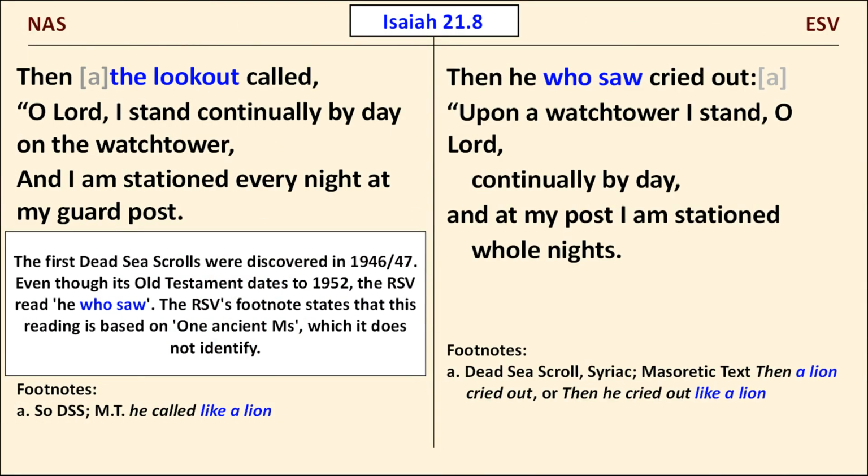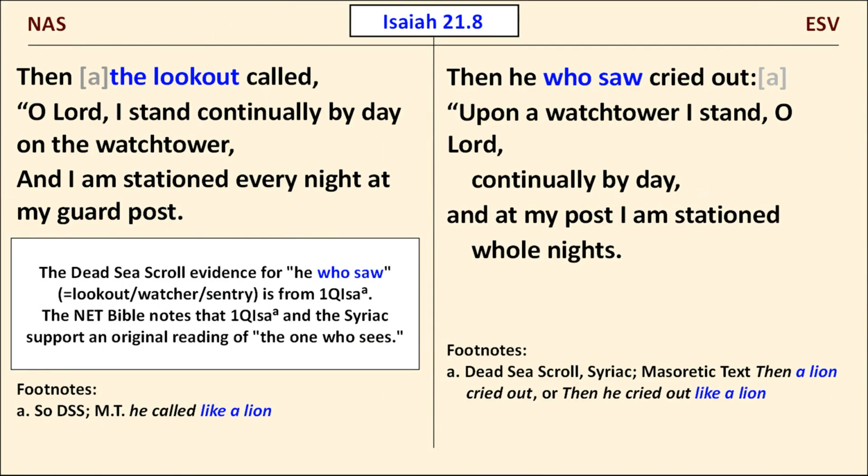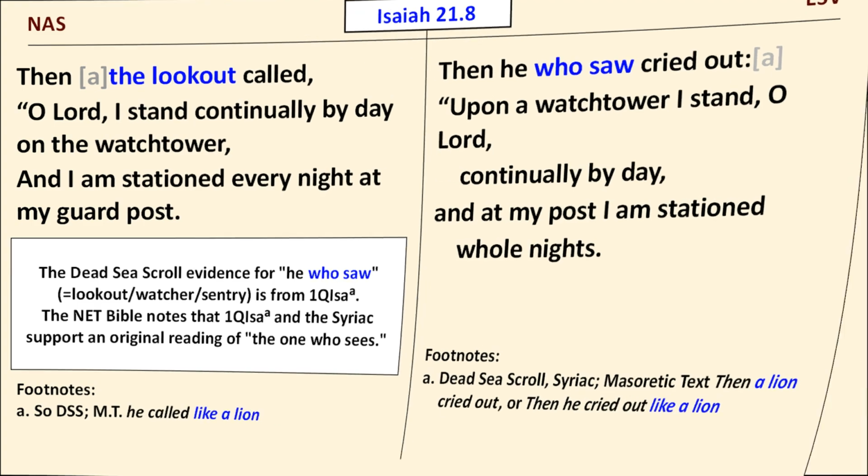The RSV followed the Dead Sea Scroll reading here, even though the scrolls had only recently been discovered, but the RSV footnote attributes the reading to an unidentified source. The ESV is very close to the RSV in this passage. Here again, I identify the Dead Sea Scroll in question.